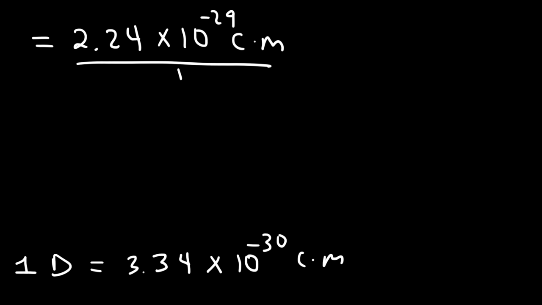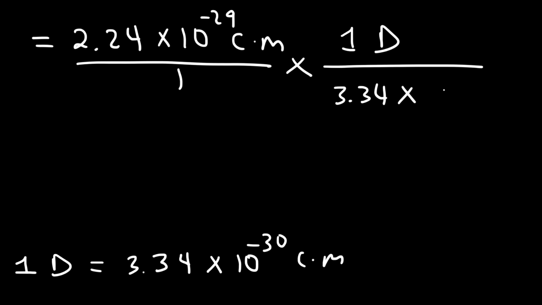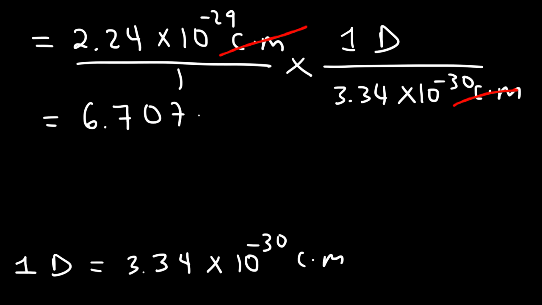So we need to convert coulomb meters into units of debye. So we can write 1 D over this number. So these units will cancel. So 2.24 times 10 to the negative 29 divided by 3.34 times 10 to the negative 30. This is equal to 6.707. And so that's the dipole moment if the atoms were pure ions, or if they have full ionic charges.